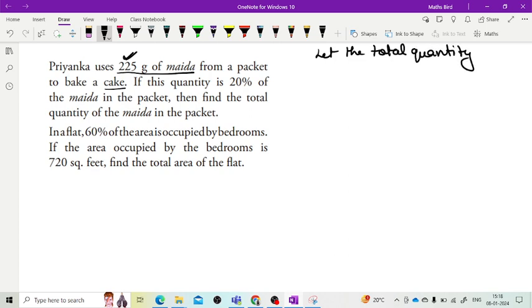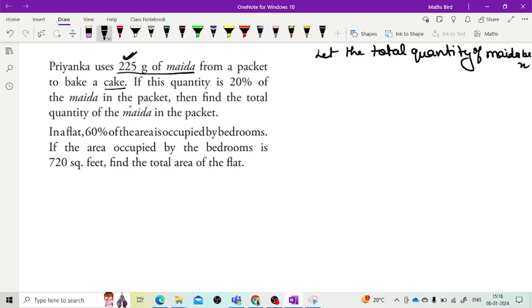Firstly, we will find out what actually they are asking us. Whatever thing they are asking, we will assume that particular thing is x. So they are asking to find the total quantity of maida, so we will assume let the total quantity of maida be x. ठीक, जो पूछा है वही हमने assume किया है और वही हम assume करेंगे.